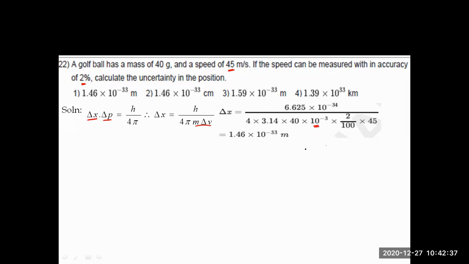So somebody told me option 1. If you simplify further, it becomes 1.46 into 10 raised to minus 33. Things that you need to remember is delta p must be written as m into delta v, and also convert grams into kg.